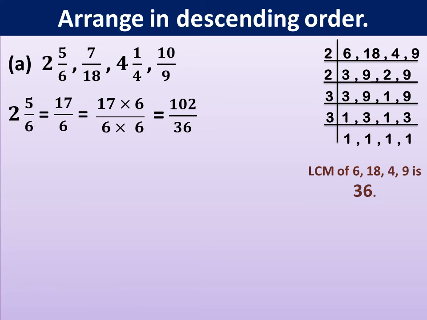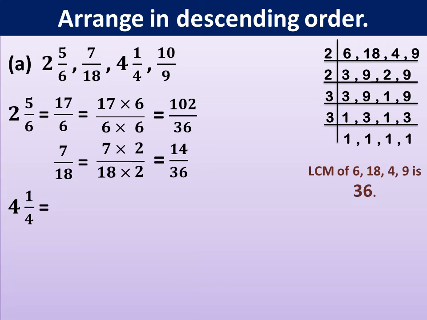Next we take 7 upon 18 to make the denominator same. Which digit will you multiply to bring 36 in the denominator? Yes, the answer is 2 because 18 2s are 36. So we multiply numerator and denominator by the same number 2. 7 2s are 14 and 18 2s are 36. So the fraction is 14 upon 36.